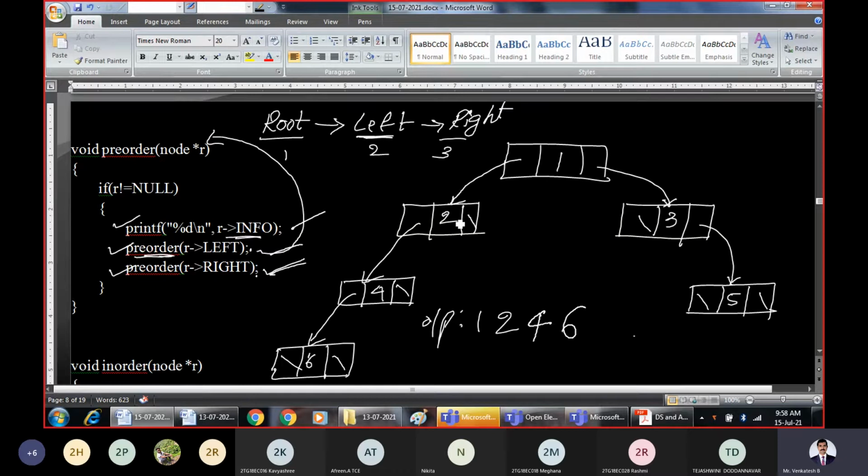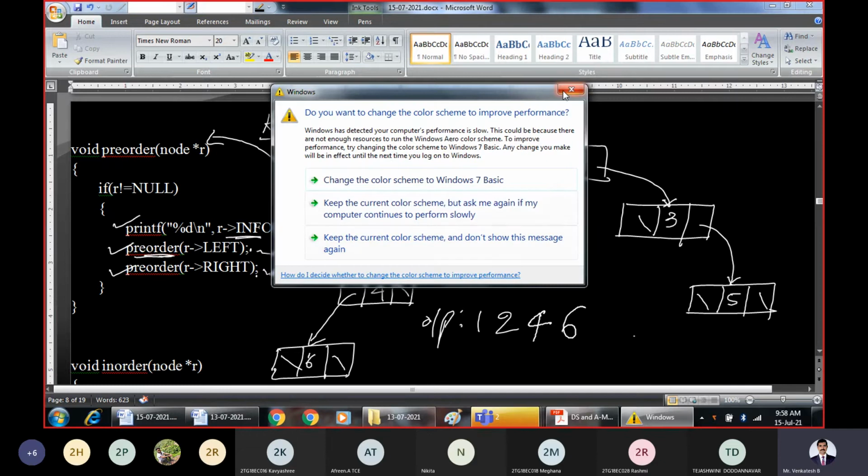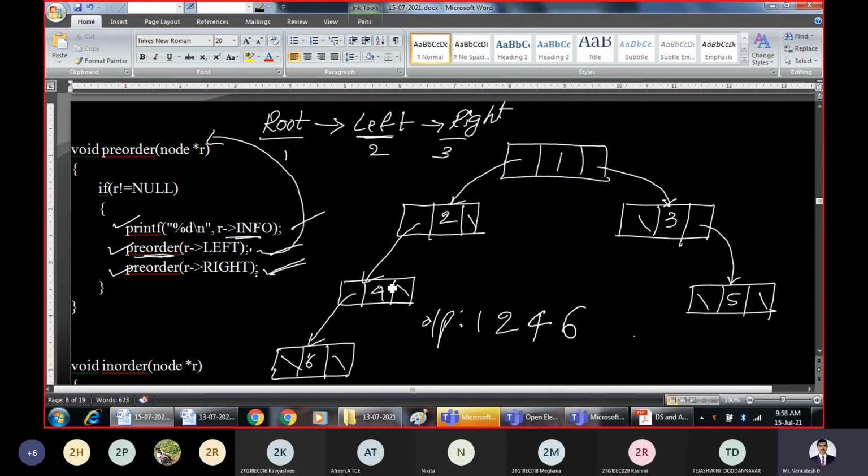Now for node 2, what is over as per the recursive procedure? Root is over and the entire left subtree is over. Now you have to process the right subtree for 2. For 2, there is no right subtree. So we will stop and go one level up. That means the parent of 2. The parent of 2 is 1.